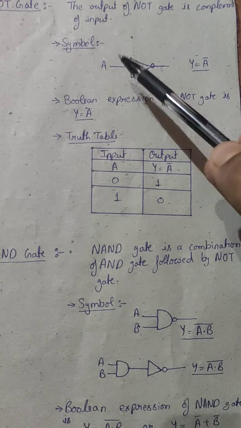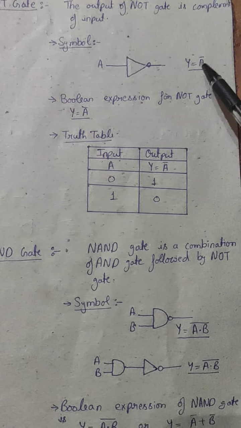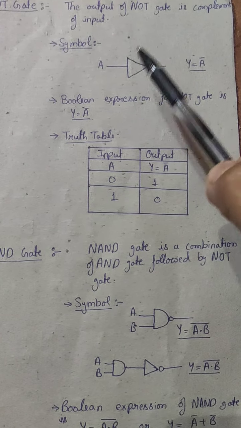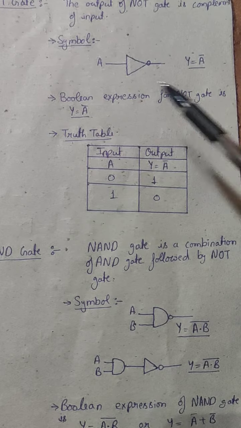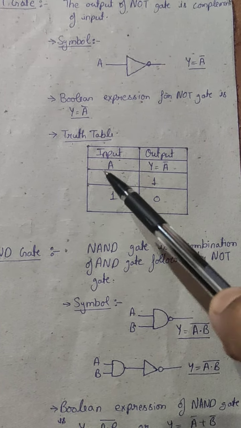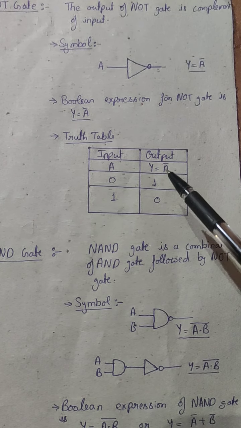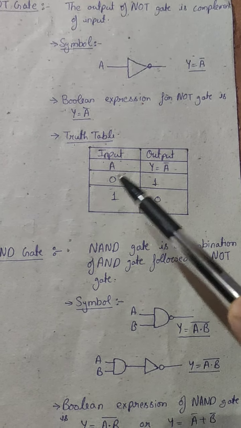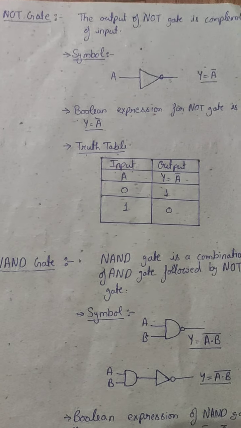Here A is the input variable and the output is the complement. See, this is the inverse of A, that's why it is called an inverter. The Boolean expression for the NOT gate is y is equal to A complement. The truth table for the NOT gate is this, where A is the input and y is the output, which represents A complement. For input 0 the output is 1, and for input 1 the output is 0. So this was the NOT gate.